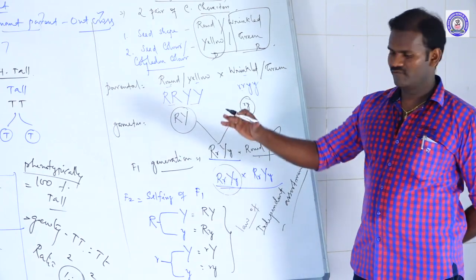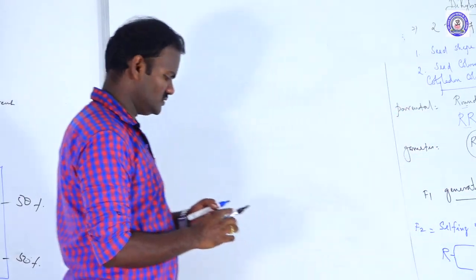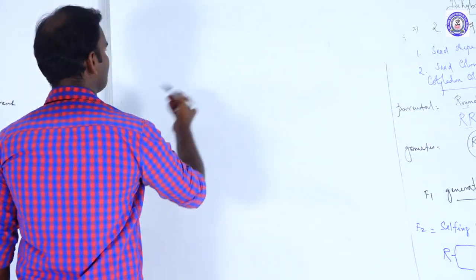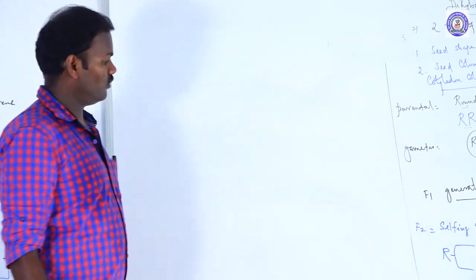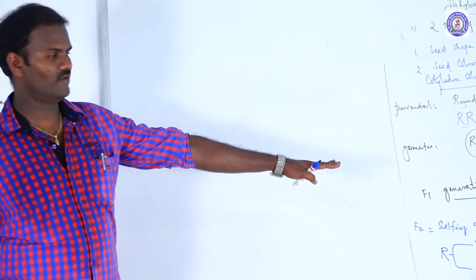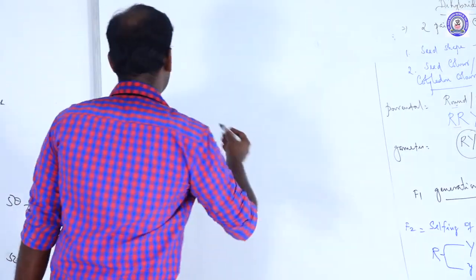Next, if you plot these four gametes in the checkerboard, there are four types of gametes. Four types of gametes fused with four types of gametes, so actually 16 zygotes are formed.